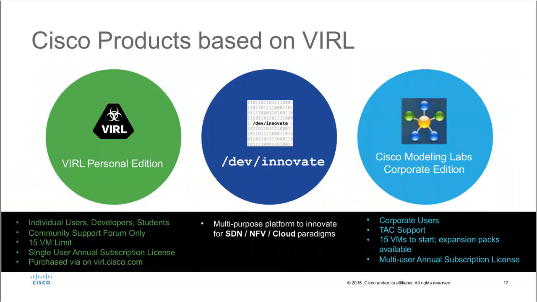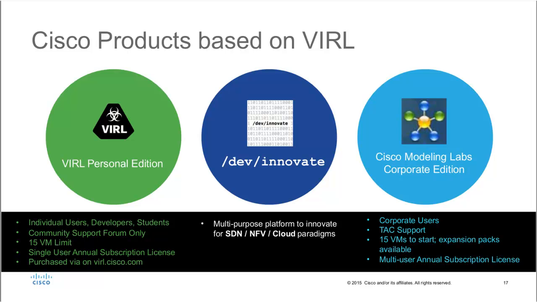Okay, so what products do we have that are out there using VIRL? Well, obviously VIRL Personal Edition is now out there. It started shipping at the beginning of December. Really aimed at individual users, coders, developers. We have consultants who are using it as their own personal lab. But key piece, community support only, no TAC support, and you are limited to a maximum of 15 Cisco nodes. Okay, so a key point, 15 Cisco nodes.